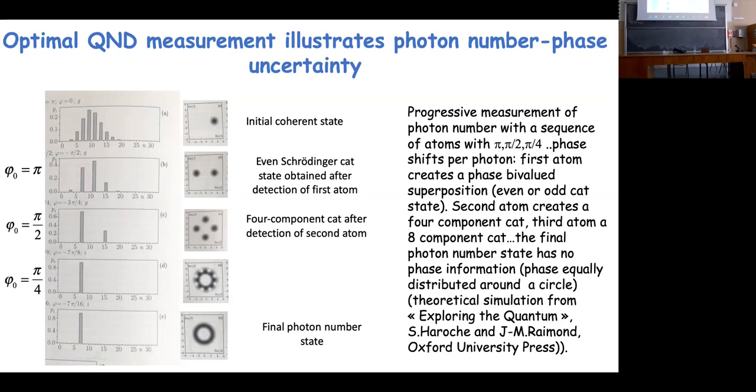So you see that there is a complementarity between photon number information and phase information. When you go from a coherent state, which has a not well-defined photon number, but a well-defined phase, you end up, after a few atoms, in a state which has a well-defined photon number, but a phase completely distributed around 2 pi. And this is, again, an illustration of the complementarity between photon number and phase.